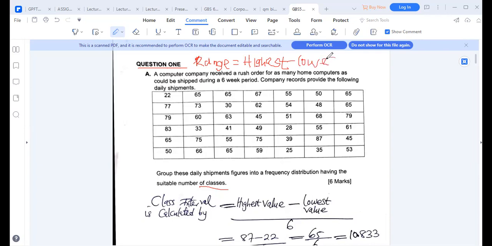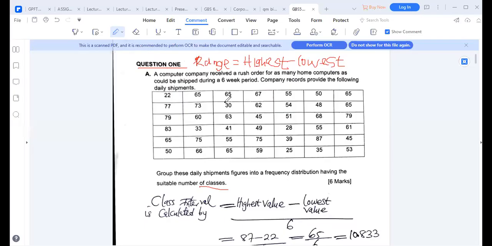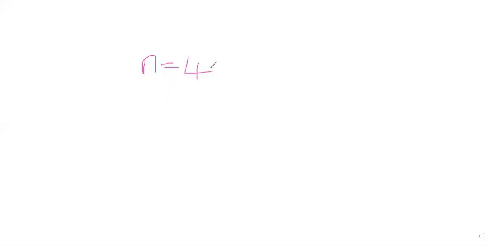So after getting down to the range, we need to find our n. From here, we need to count how many numbers we have been given. So the numbers here, we have 42. From here, 1, 2, 3, 4, 5, 6, 7, and then we have these ones here. So the total number here, n, is 42.